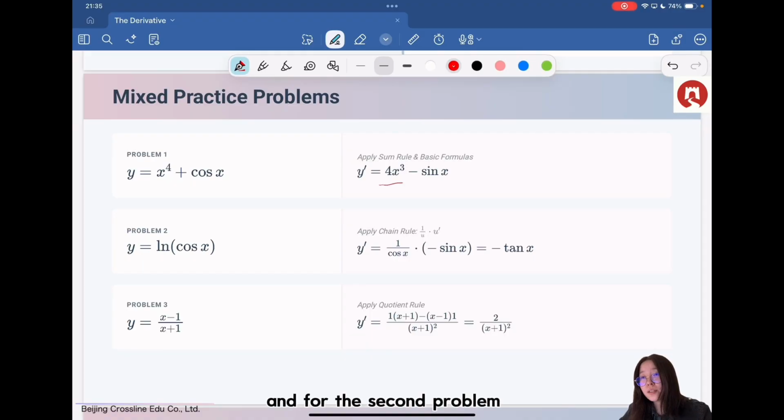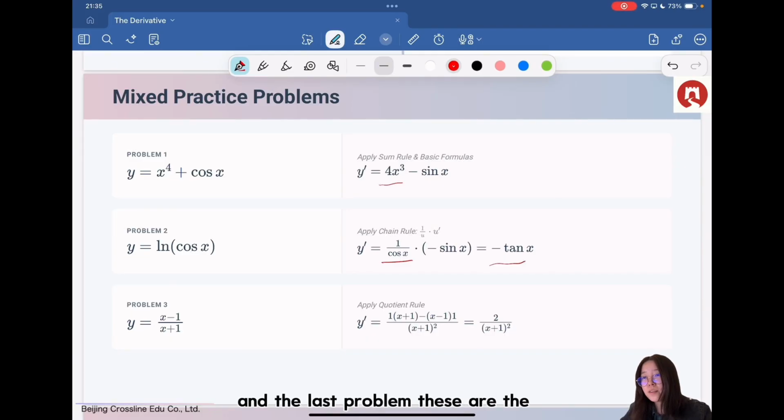And for the second problem, ln cosine x, that is a complex function where the outer function is ln x and the inner function is cosine x. So we should apply the chain rule. So the derivative for the ln x is 1 over x, but pay attention to not change the inner function. So it becomes 1 over cosine x, times the derivative of cosine x, which is minus sine x. So we get minus tangent x.